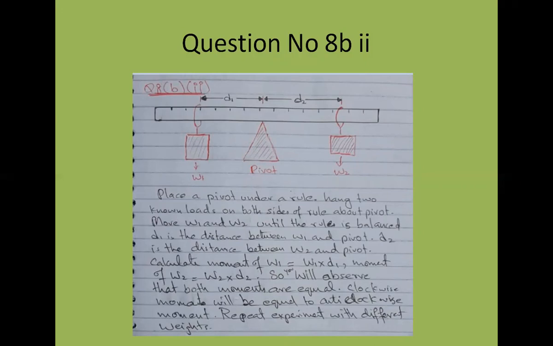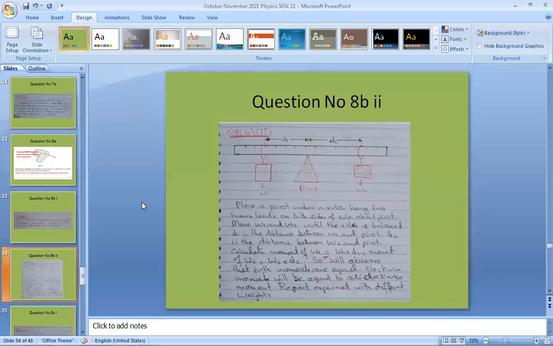Calculate the moment of W1, which is equal to W1 times D1. The moment of W2 is equal to W2 multiplied by D2. You will observe that both moments are equal to each other: the clockwise moment equals the anti-clockwise moment. Repeat the experiment with different weights, and you will always get the same answer. When the thing is balanced, the clockwise moment and the anti-clockwise moment are equal to each other. Hopefully you understand. All right.